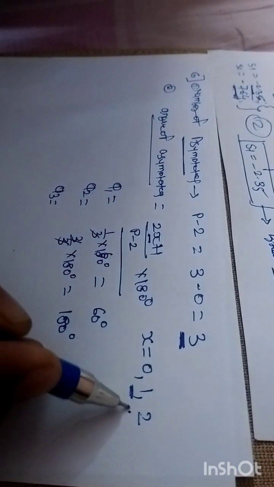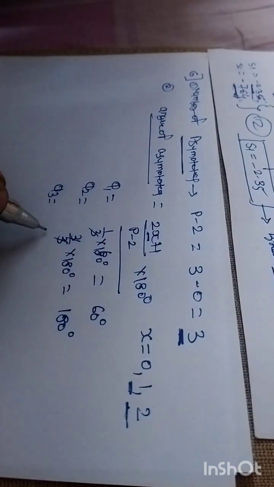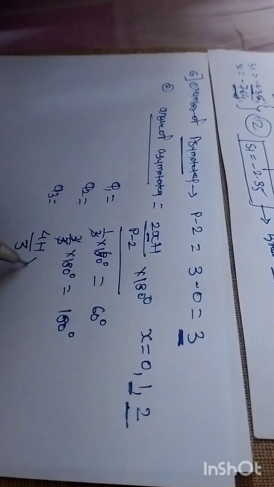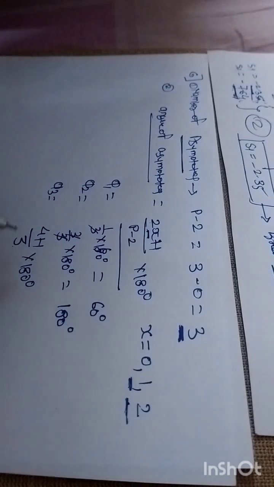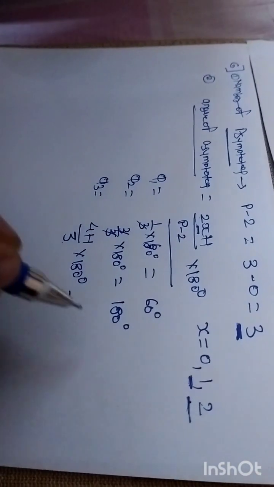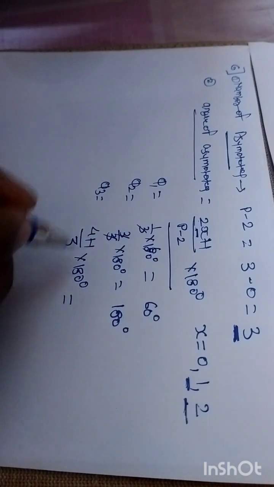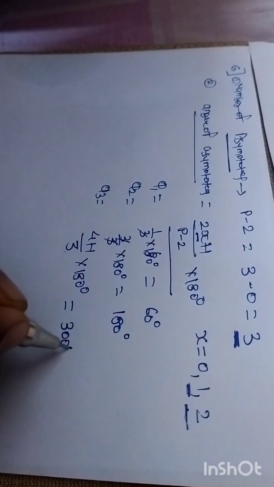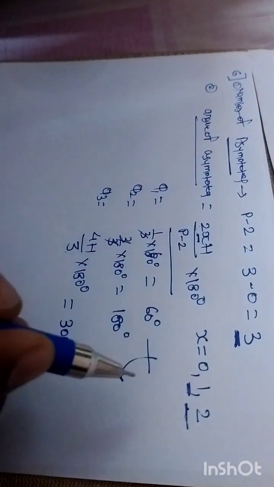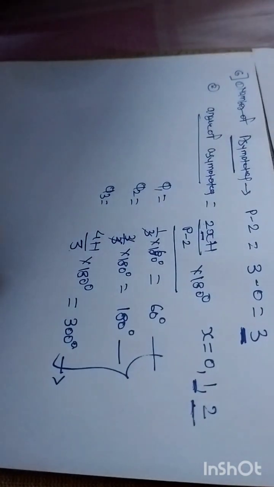And the third asymptote angle, when x is iterated for the third time, x equals 2. So 2 twos are 4, that is 2 into x, so it will become 4 plus 1 divided by p minus z, that is 5 by 3 into 180 degree. Again 3 sixes are 18, 5 into 60, so it will become 300. So these are the 3 desired angles of asymptotes: phi 1 equals 60 degree, phi 2 equals 180 degree, and phi 3 equals 300 degree.